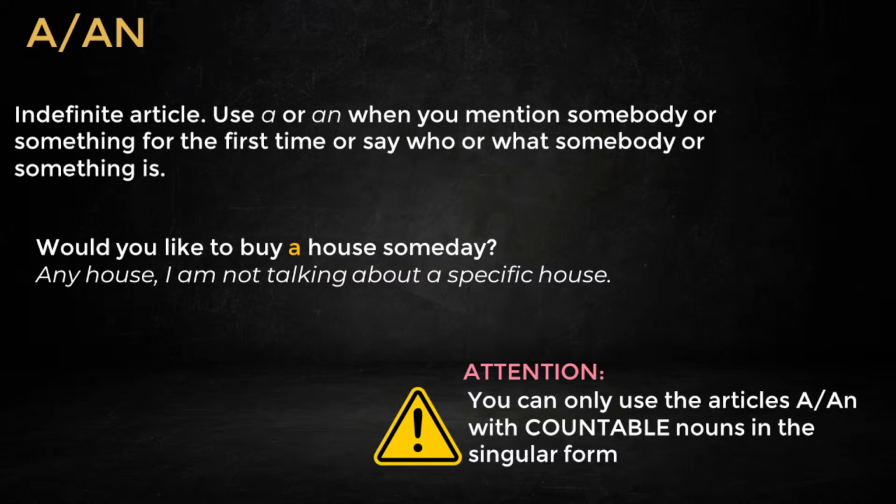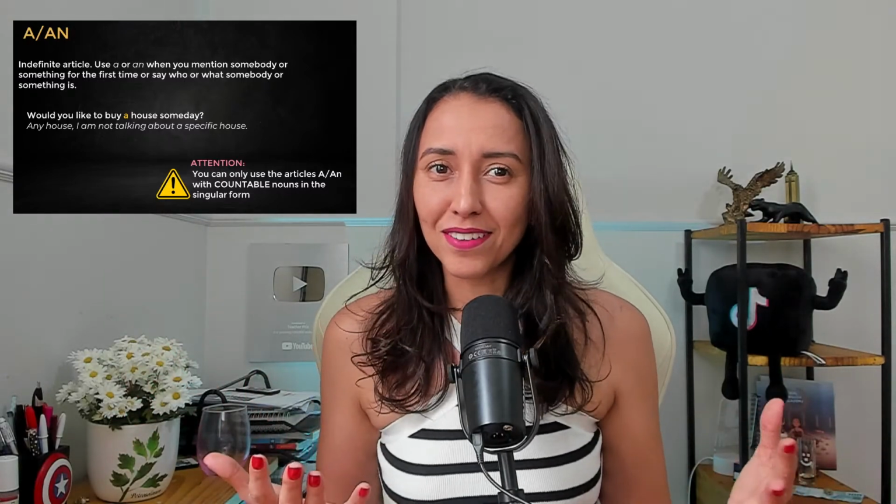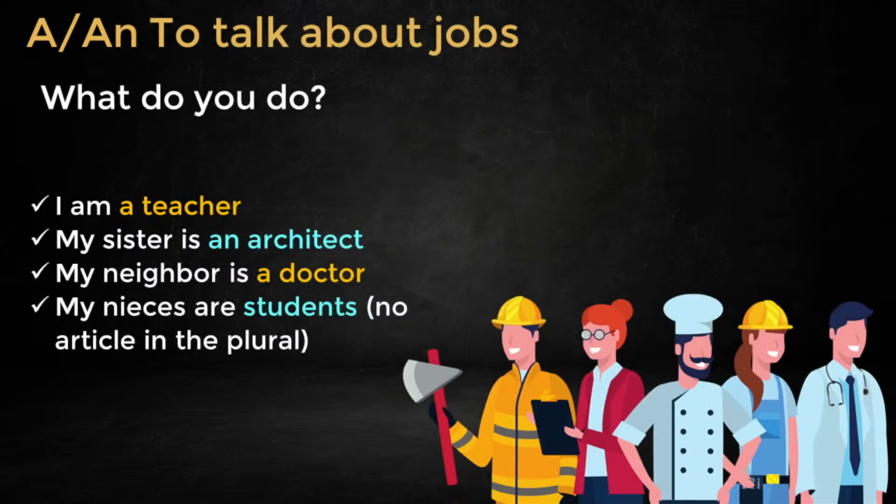There you go. As you can see here on the screen, would you like to buy a house someday? Any house. I'm not talking about a specific house. I'm just telling you the object for the first time. I'm just mentioning the name of the object for the first time. So would you like to buy a house someday? Is that a yes or no? Huh? Tell me here in the comments. Would you like to have a house, to buy an apartment? You tell me. So I am mentioning the thing, the object, the person, or the thing for the first time, okay? And it is countable in the singular form. That's very important.